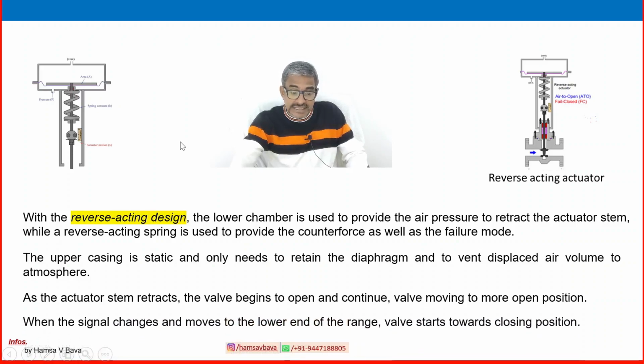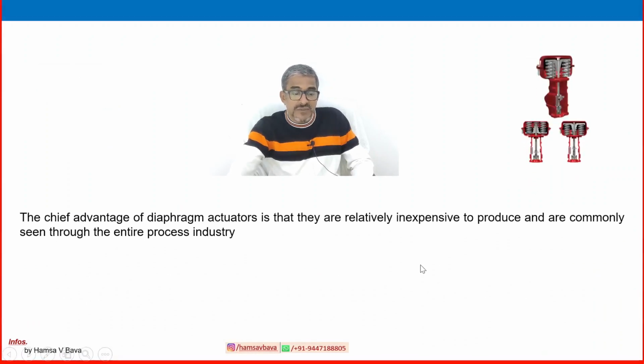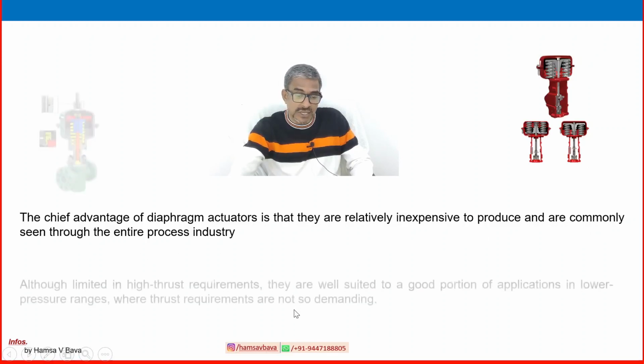When the signal changes, reducing the signal or no signal, moving to the lower end of the range, the valve starts toward the closing position. The chief advantage of diaphragm actuators is that they are relatively inexpensive to produce and are commonly seen throughout the entire process industry. These are the different pictures.